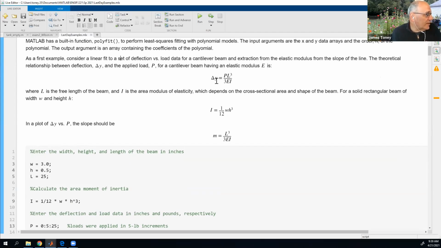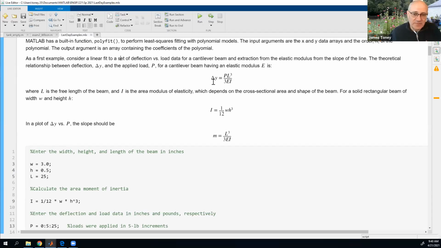So you might remember in 1181, you took data where you measure the deflection of a beam for different loads. So P is the load, delta Y is the measured deflection. And the other numbers are just parameters, characteristics of that beam. Its length, the elastic modulus of the material, and the area moment of inertia of the beam. And for a solid rectangular beam, the area moment of inertia is 1/12 the width times the height cubed.